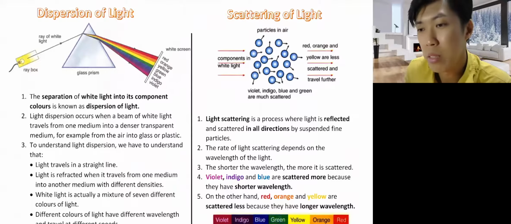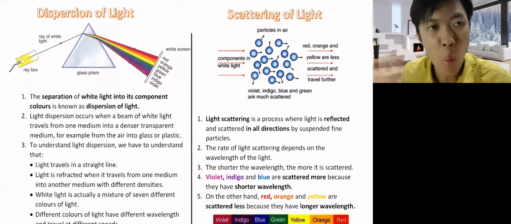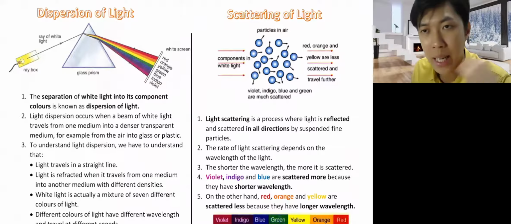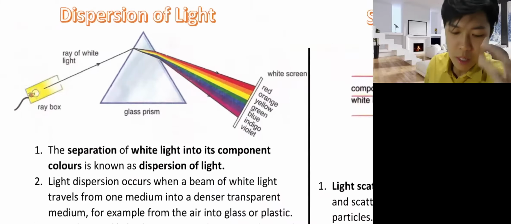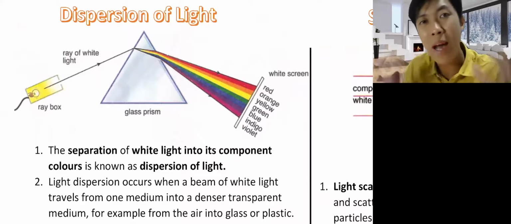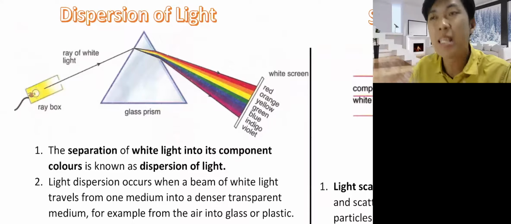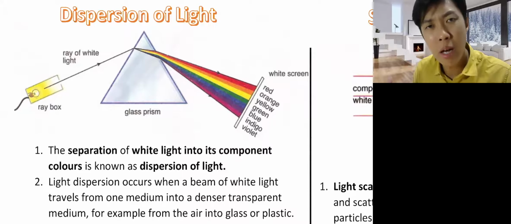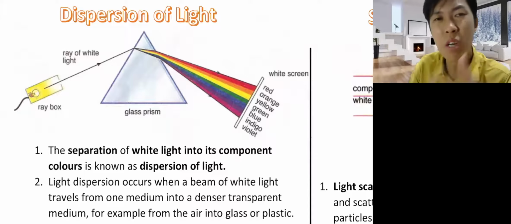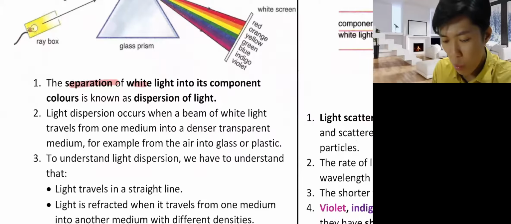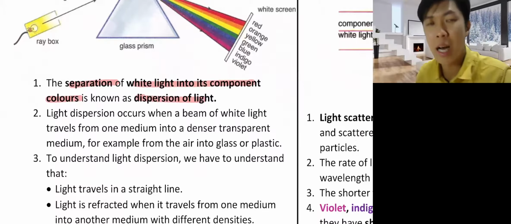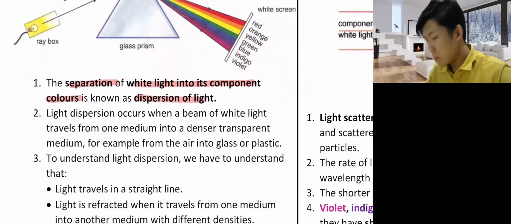Dispersion and scattering. Okay? Light, everyone. White light consists of 7 color lights. I believe everyone understands that. And you can arrange the colors starting with red all the way to violet. So, dispersion of light is when white light is separated. Why separated? Because of different density of substance. So, separation of white light into its component colors is known as dispersion.